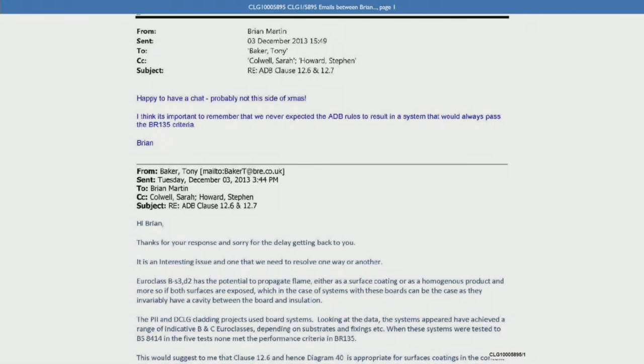Now, I'm not going to ask you to interpret his language, that's for him to tell us, but is it correct as a fact that the ADB, by which he means, I think, the linear route, would always result in a system that would always pass the BR135 criteria? I mean, that's my reading of what he's written there. Yeah. Similar to yourself, right.